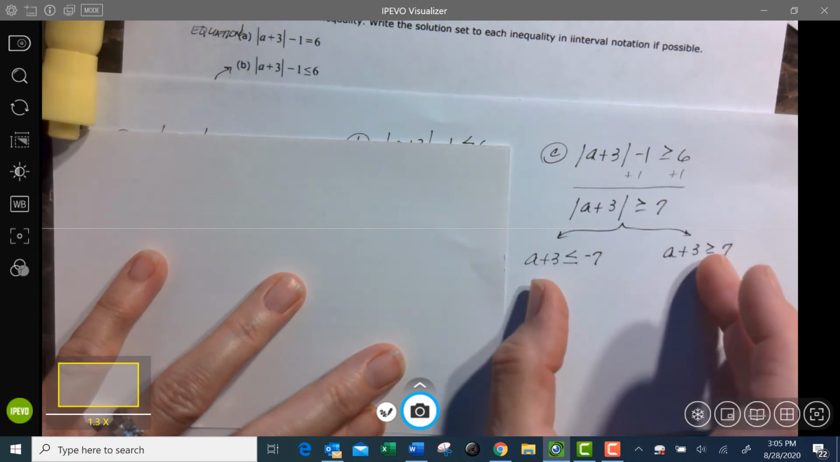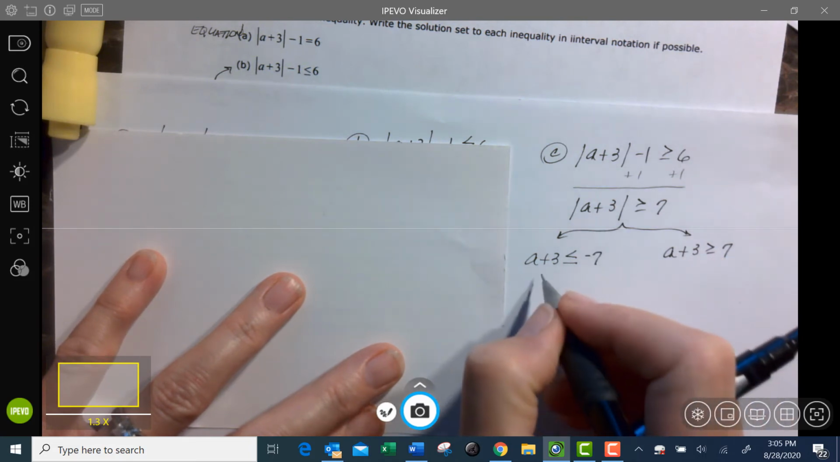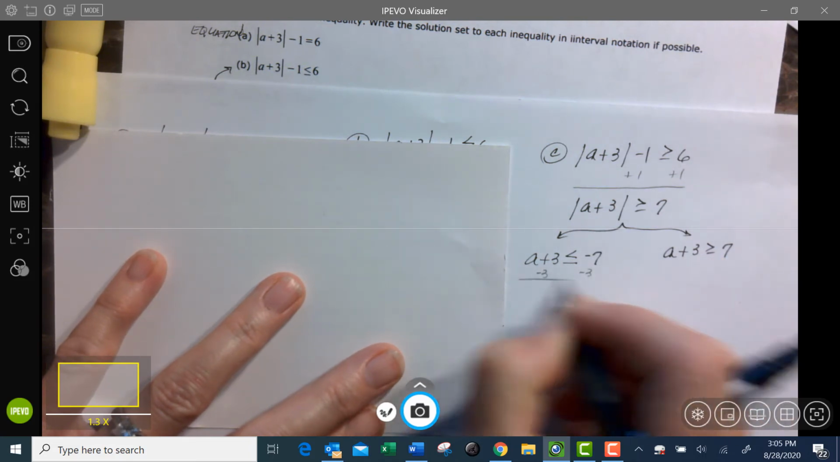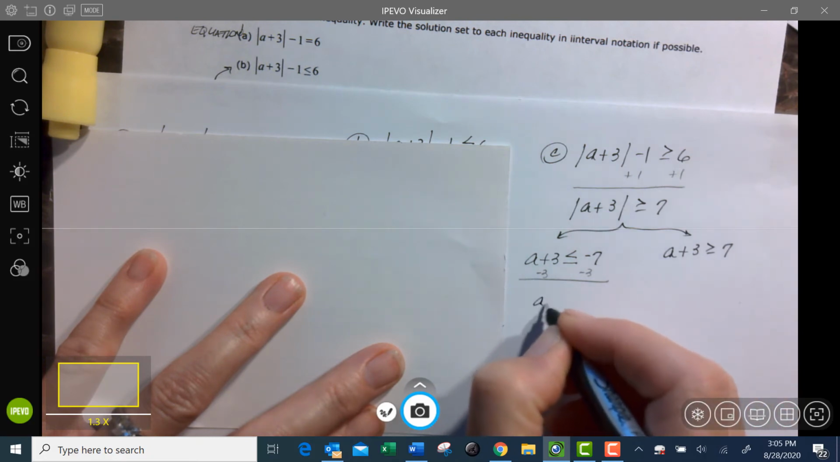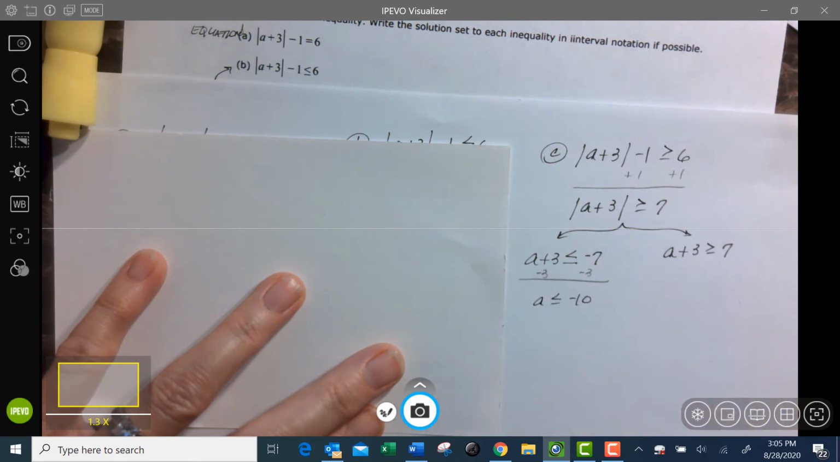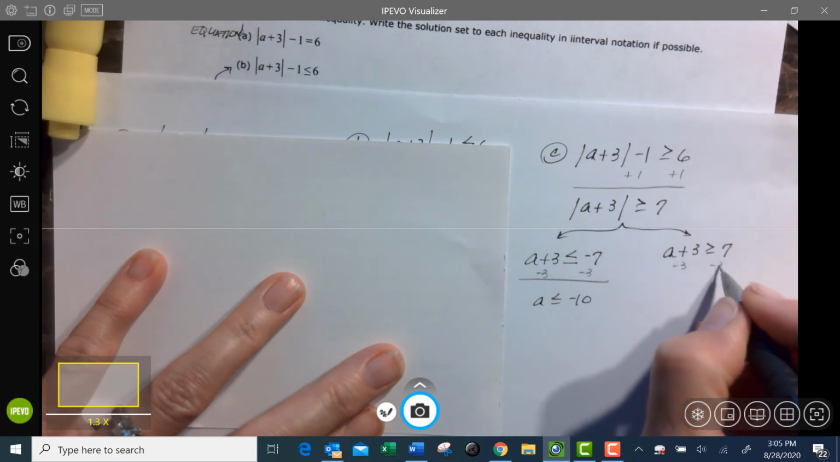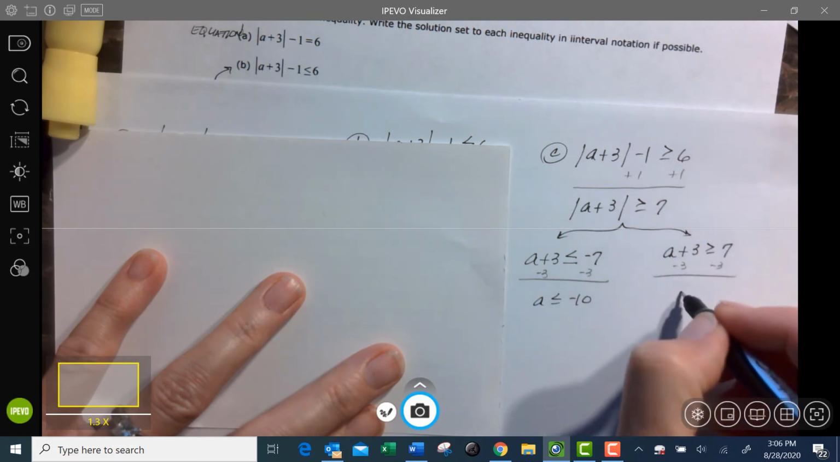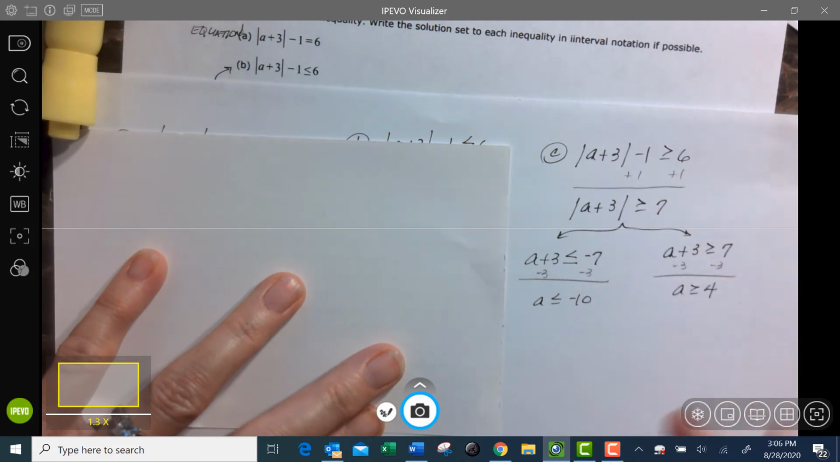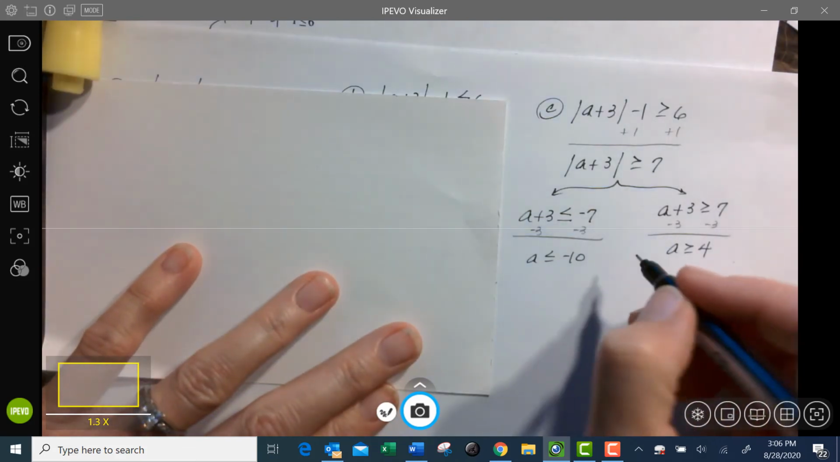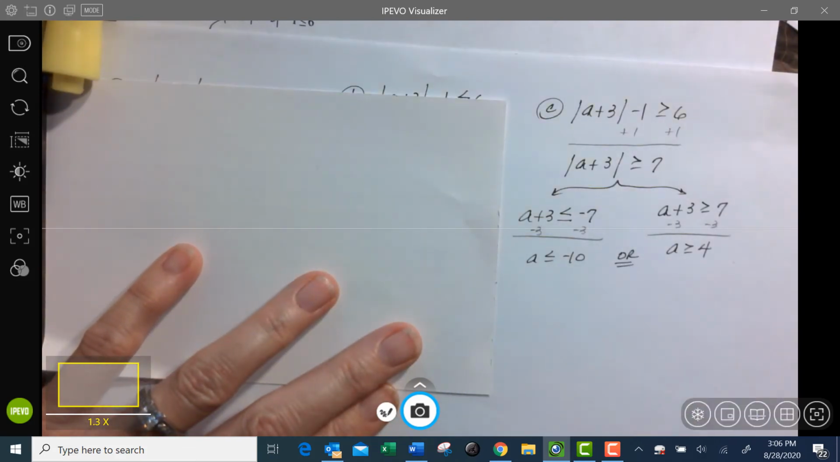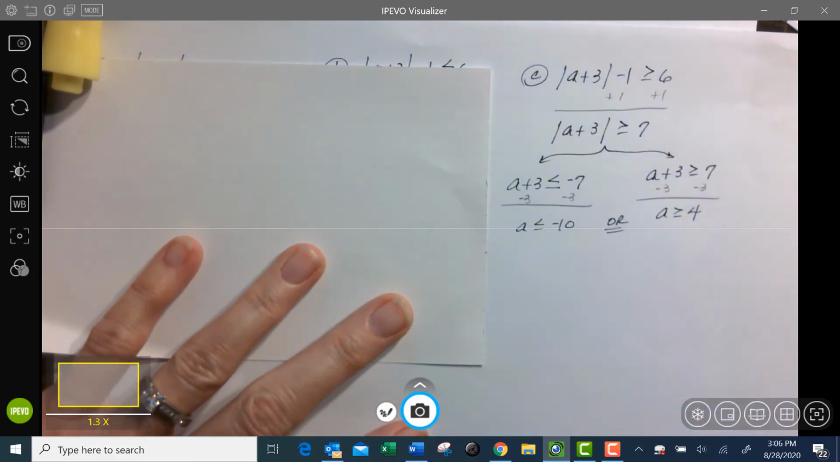Notice that I have absorbed or applied the absolute value. It's no longer in these inequalities. So solve each branch. I subtract 3 off of each side of the inequality. And again, I subtract 3 off of each side of the inequality. Now, you might have seen the word or written between these, which is fine.